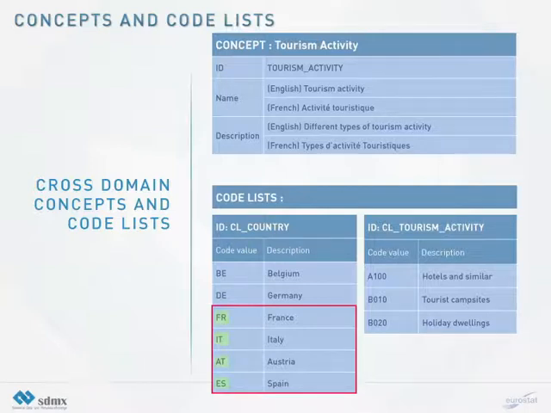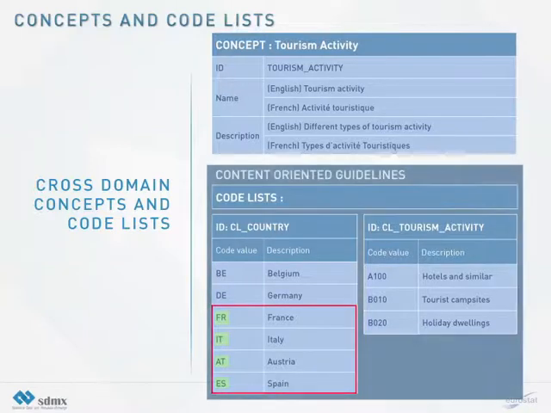To ensure maximum interoperability in the exchanges of statistical data and metadata, the SDMX standard includes content-oriented guidelines and a standard XML format. For harmonization, the standard comprises a set of recommendations for the use of cross-domain concepts and code lists.